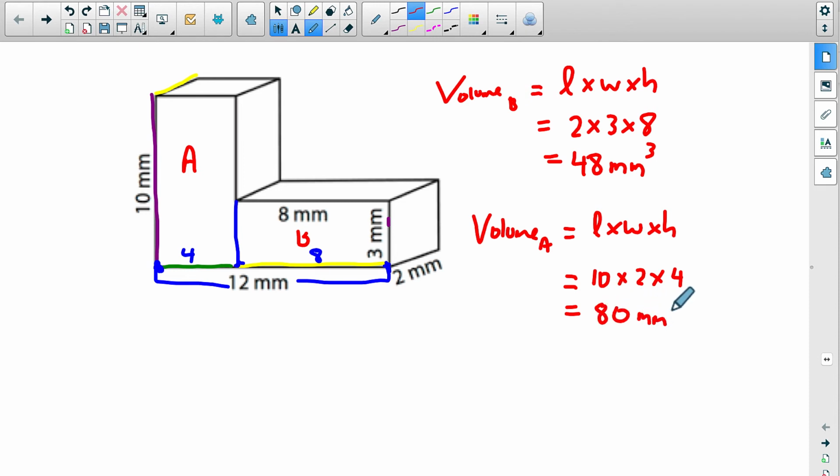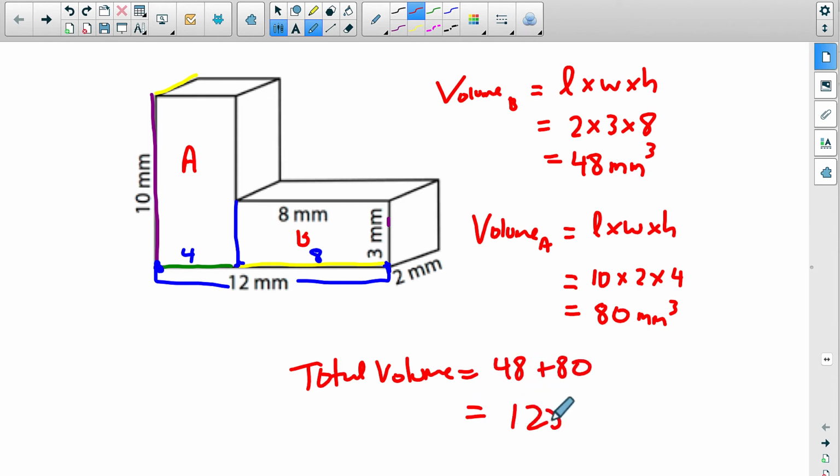millimeters cubed. So if we want to get the total volume all we have to do is add those two numbers together. 48 plus 80, we get 128 millimeters cubed. Okay? If we'd done it one of the other two ways I mentioned, we would have gotten the same answer. I'm not going to spend the time to do that though.